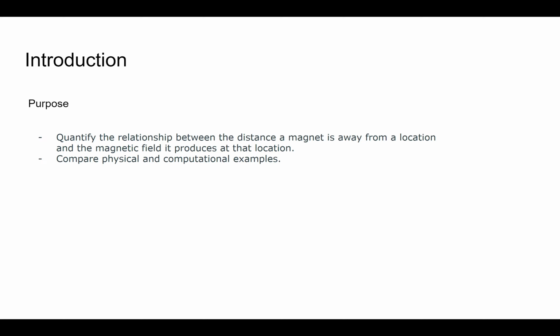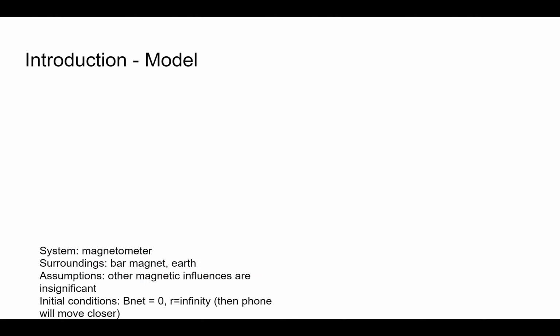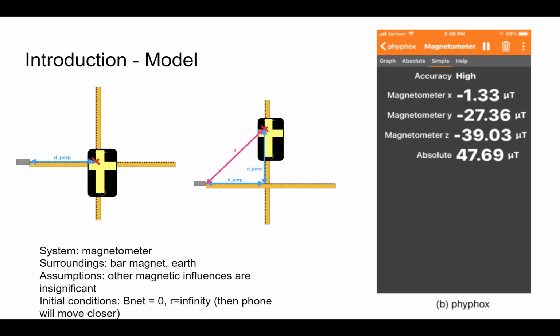So the purpose is to quantify the relationship between the distance the magnet is away and the B field it produces at that location, and then compare the physical and computational examples that we've done. So the model is you're just taking a phone with a magnetometer app, I used Firefox, and putting it certain distances away and measuring the B field at those locations.